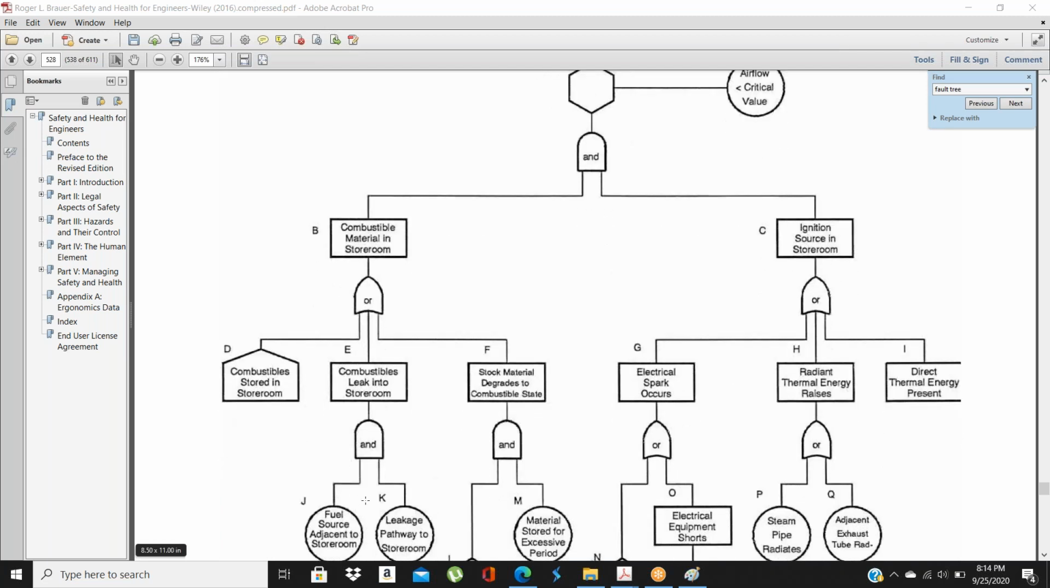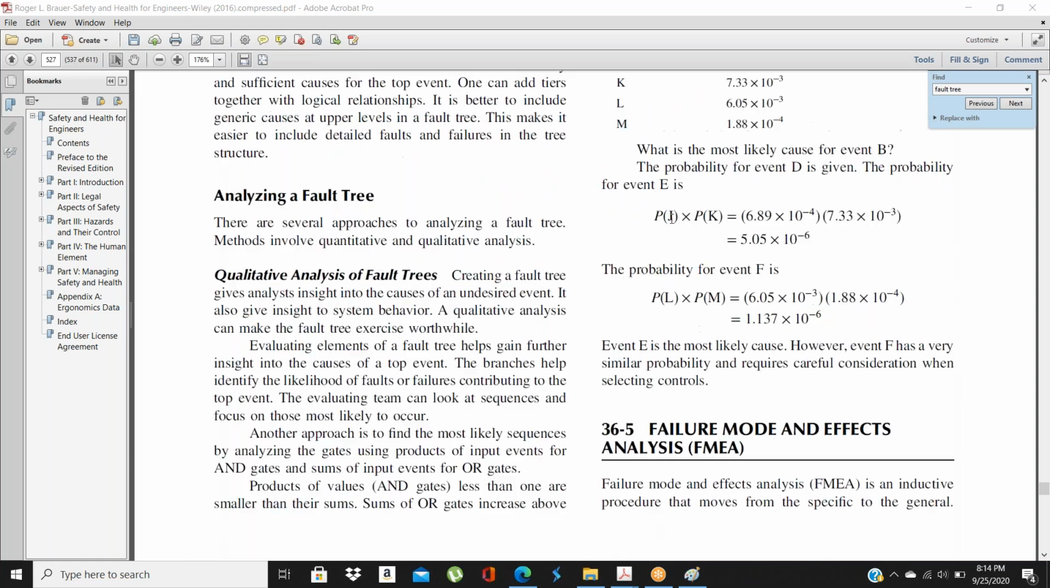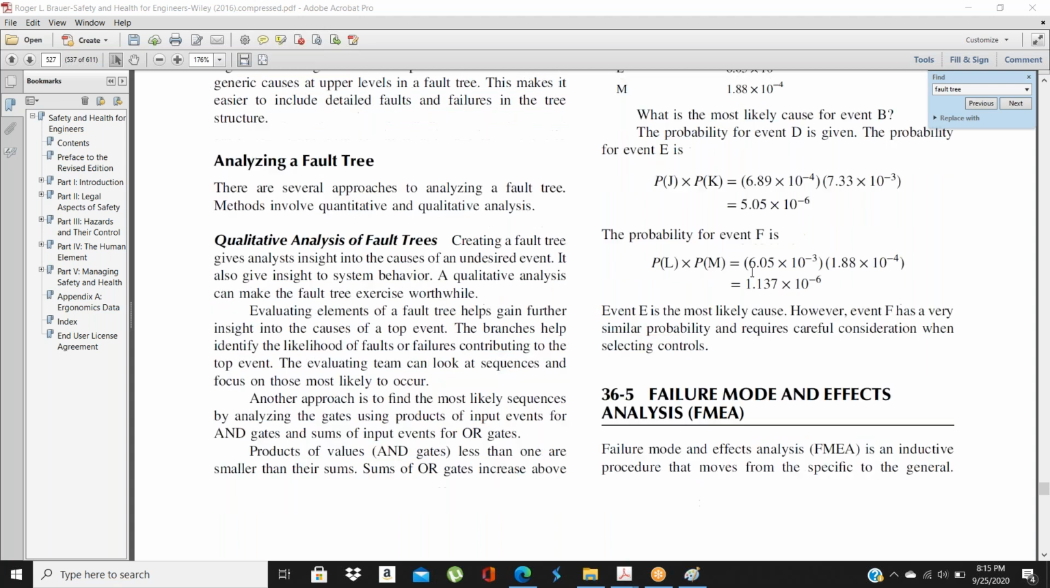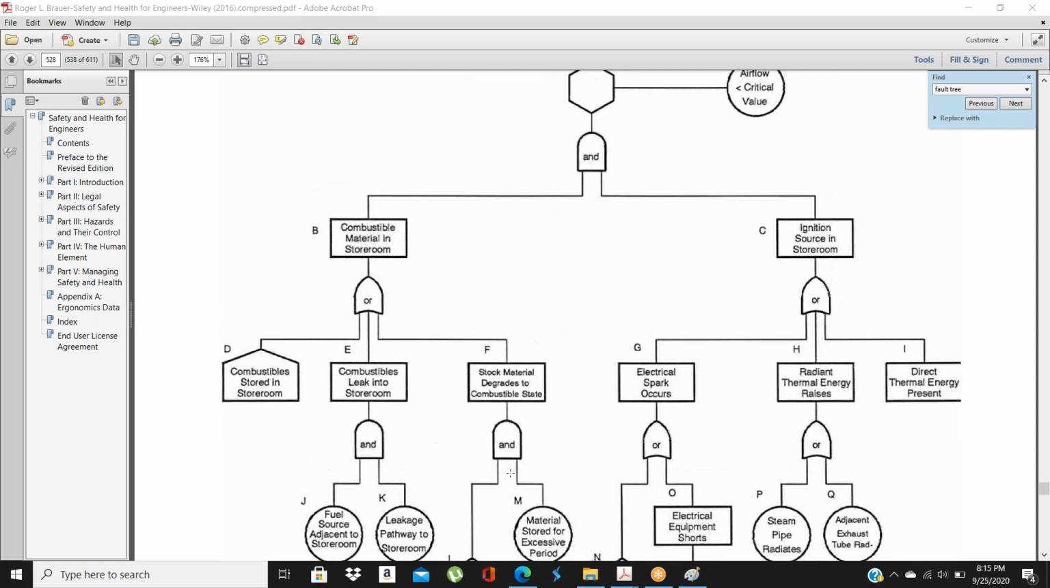For E, we need to calculate J and K. We need to multiply; this is an AND gate, and for an AND gate we need to multiply. So multiply J and K, the probability of J and the probability of K. It is 5.05 multiplied by 10 raised to power 6. Probability of event F: where is F? F is here, and here is the AND gate, so we need to multiply L and M.